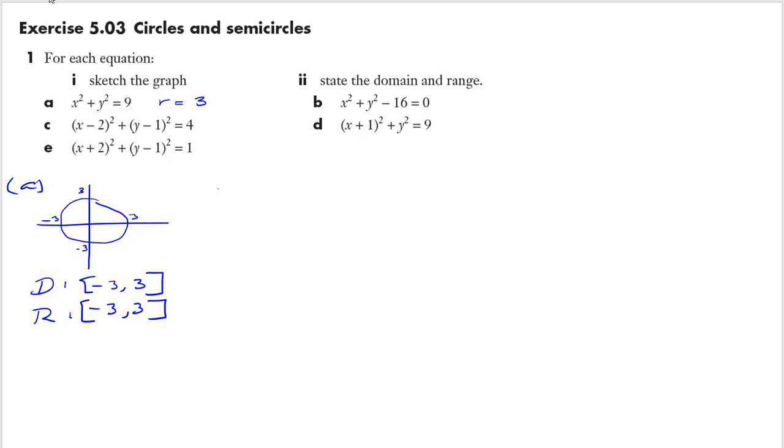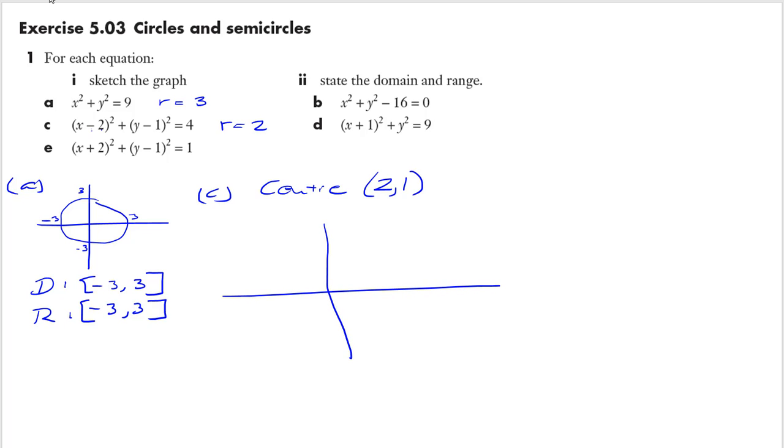If we have a look at C, C is a little bit more complicated. First of all, we want to determine where the center is. Because we've got minus 2 here, the x-coordinate of the center will be positive 2, and the minus 1 here means we're going to have positive 1 as the center. And it equals 4, so that means our radius will be 2. So if we go and sketch that one, if we go 2 across and 1 up, approximately, there's our center.